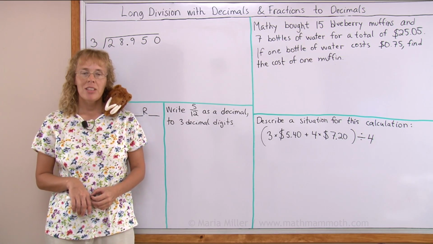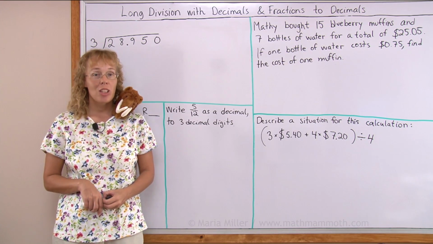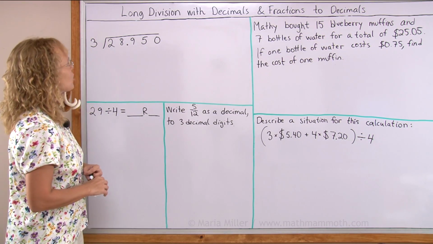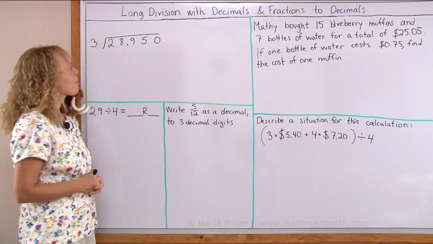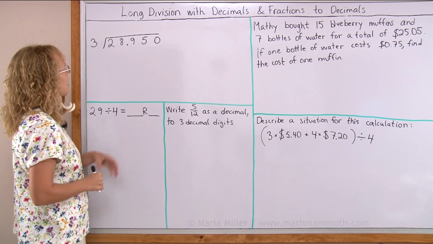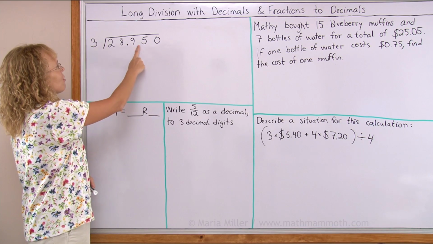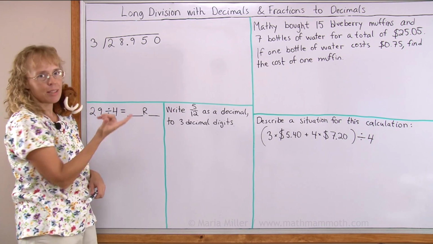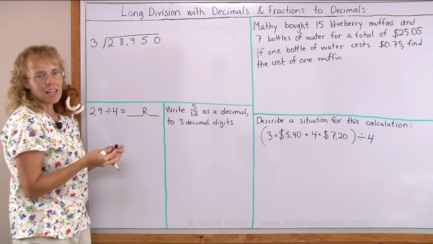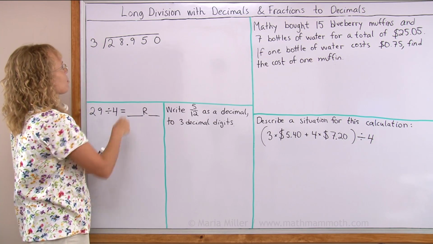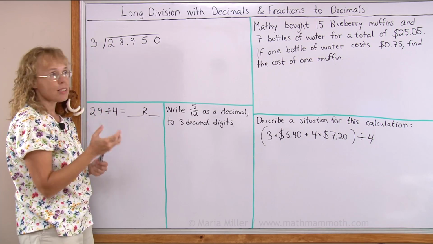In this lesson we're going to study long division with decimals and also a little bit about fractions to decimals. Long division with decimals is very easy, okay? And here's one of my examples. Let's say we have 28.950 divided by 3. All I do is divide as if there was no decimal point. And then in the end, I add a decimal point to the same place in the answer.